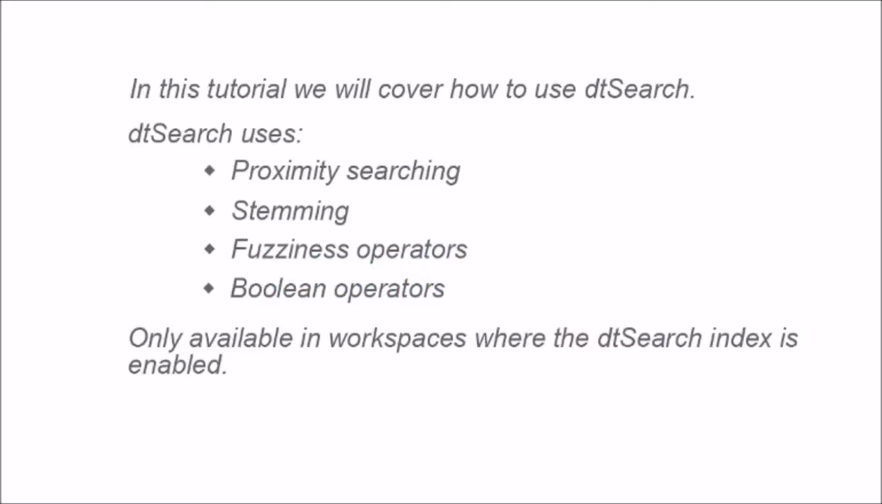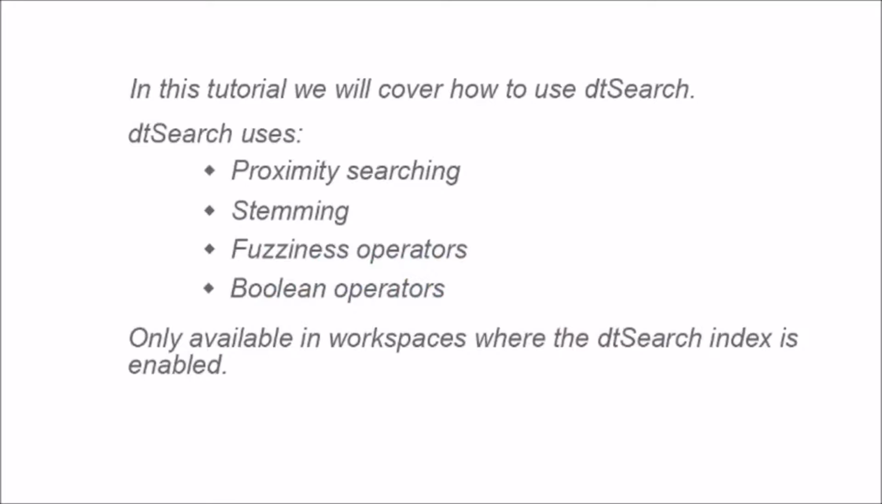Fuzziness operators. Fuzziness pertains to, well, it's best to show you that, I think. Fuzziness can mean a number of things, and we'll look at the operators that you use when you're doing fuzzy searches. And then Boolean operators like and, or, we'll get into those as well.